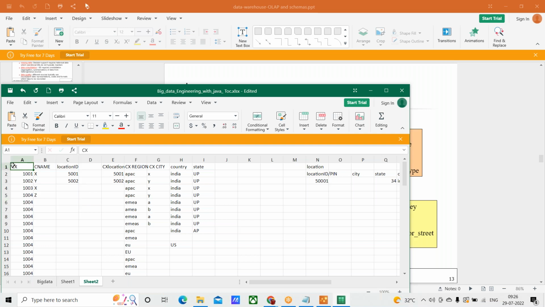Similarly, in the customer table you don't have customer state, city, and country. Only the location table has them. So if you want customer state, city, and region, you have to join these two tables. To join, you maintain one common column, something like location ID. Wherever this location ID matches, it will bring the respective region, city, country, and state values. You will get it. You understand how joins will work?